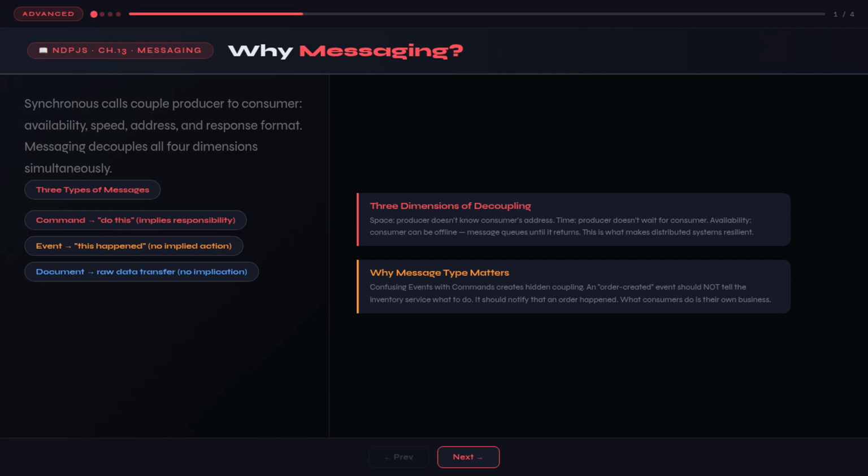Asynchronous messaging decouples the payment service from all 5 consumers. The payment service publishes a single event, payment completed. It doesn't know or care who consumes that event. Each consumer service processes the event independently, at its own pace, without blocking or coupling the payment service.